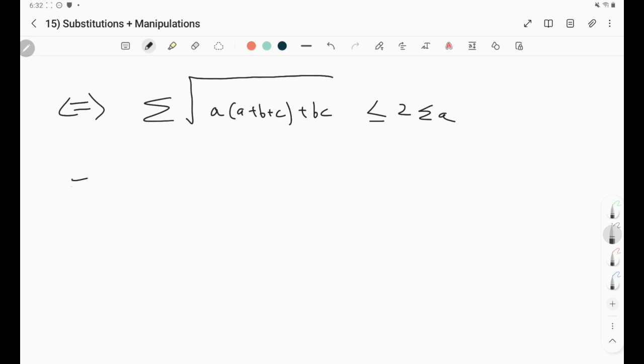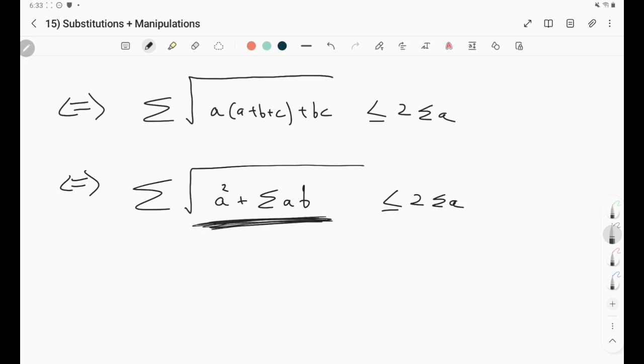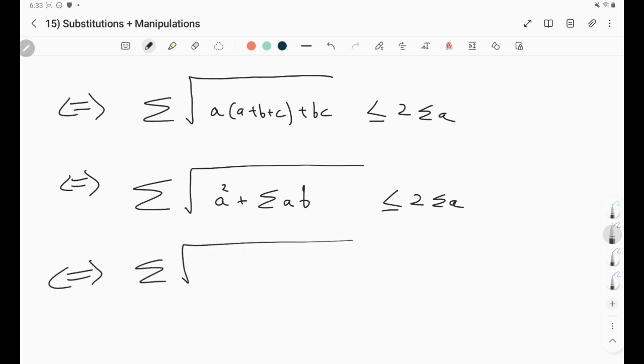Okay, so let's do that. First of all, as you can see here, we have this thing. Let's expand it. It's basically a squared plus ab plus ac plus bc, so it's sigma a squared plus sigma ab, less than 2 sigma a. Now this thing here should be familiar to you. This thing is very famous. It can be factorized. Of course, this thing is sigma (a plus b) times (a plus c). Now this is nice.